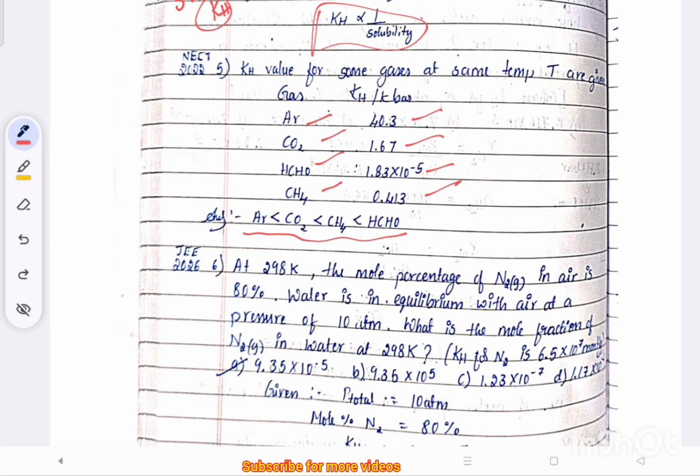At 298 Kelvin, the mole percentage of N2 gas in air is 80%. Water is in equilibrium with air at a pressure of 10 atm. What is the mole fraction of N2 in water? What we have to calculate? Mole fraction of N2 in water at 298 Kelvin. KH value they gave. Okay.